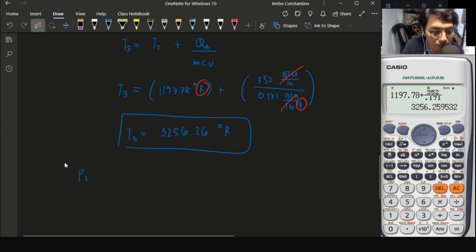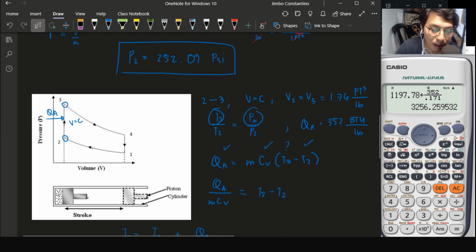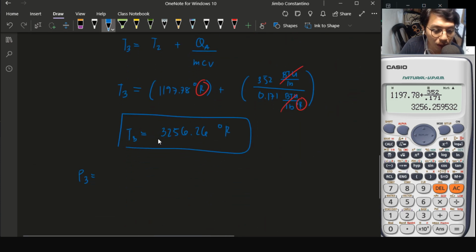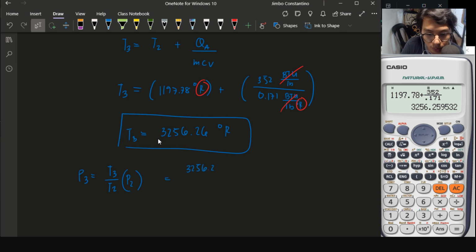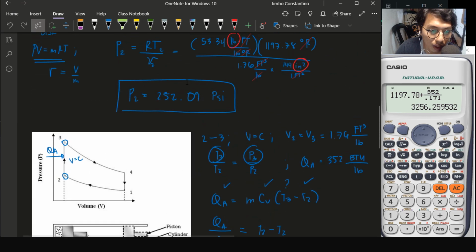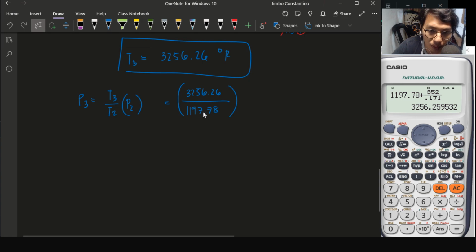Oh, we can solve na yung P3. Gamitin na lang natin to. Ideal gas law. So, T3 over T2 multiplied to P2. So, T3, that is 3256.26 divide by T2, 1197.78 multiplied to P2 na nakuha natin. Ay, nakuha natin P2, that is 252.09 PSI. So, ang unit dito is PSI only.